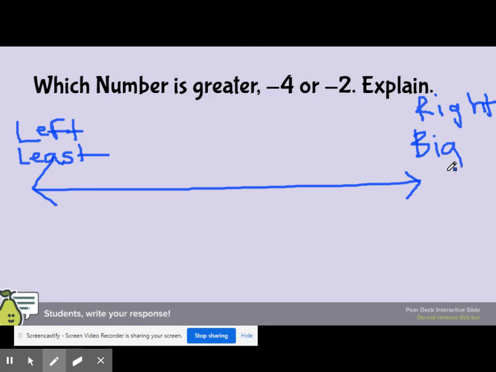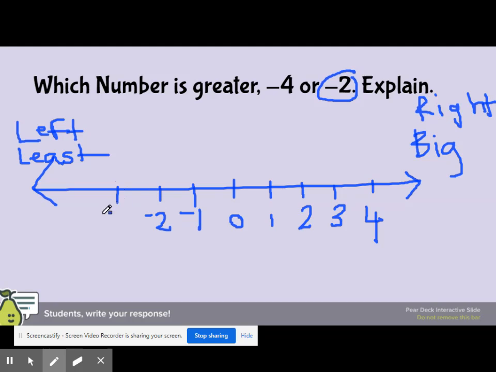So think about this. What did you get, -4 or -2? The number that's greater is -2, because here's 0. Here's 1, 2, 3, 4. Count backwards: -1, -2, -3, -4.